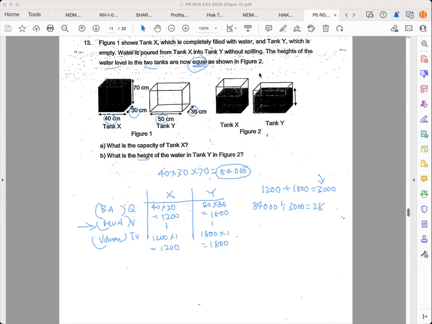The question is, what's the height of the water level? For every group, there's a height of 1 centimeter. So 28 groups multiplied by 1 centimeter, the answer is 28 centimeters. So the answer to part B is 28 centimeters. Part A is pretty simple. The capacity will be 84,000 mm.